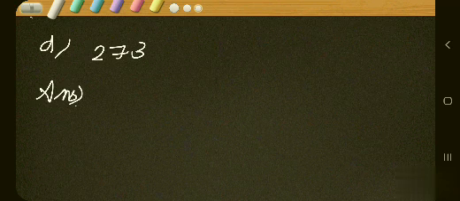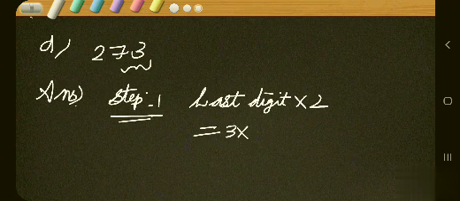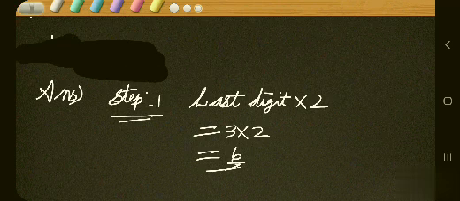For that, which are the steps? Which is the first step? Last digit into 2. Find out the last digit in this number, which is 3. Last digit into 2, that's equal to 3 into 2, and what is it? 6. And this has to be subtracted from the rest of the digits, isn't it? Which is the number formed by the rest of the digits here? 27. So this has to be subtracted from the rest of the digits in step 2, isn't it?